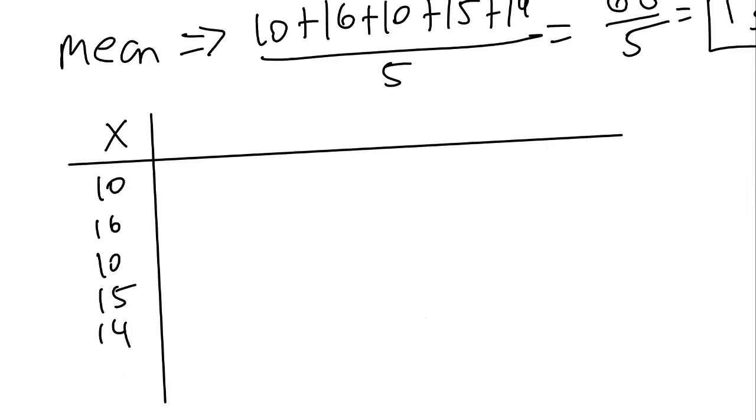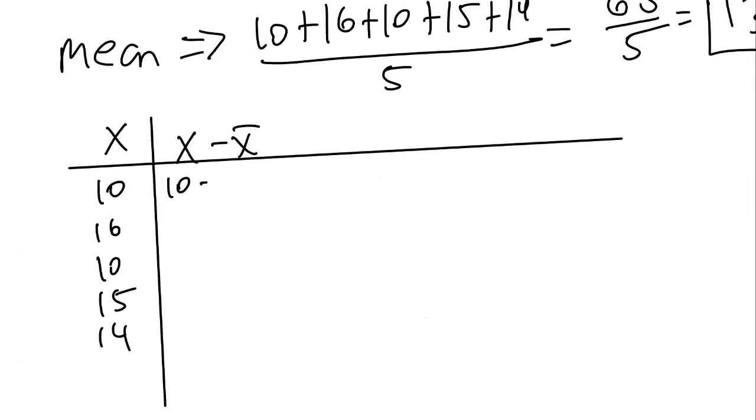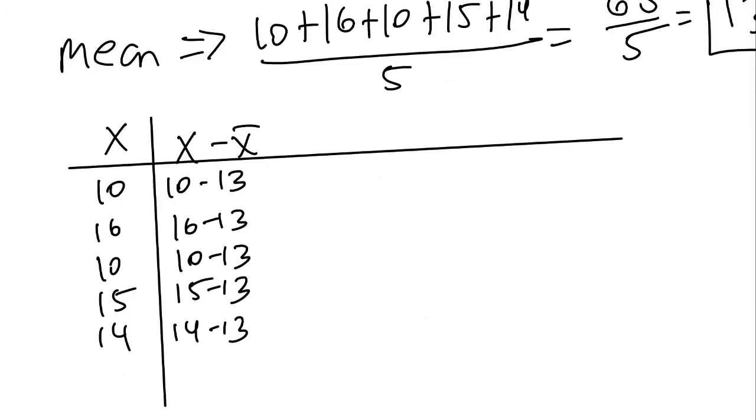The first step to find the variance is to take every number and subtract the mean from it. So I'm going to take 10 minus 13, 16 minus 13, 10 minus 13, 15 minus 13, and 14 minus 13. 10 minus 13 is -3. 16 minus 13 is 3. 10 minus 13 is -3. 15 minus 13 is 2. And 14 minus 13 is 1.